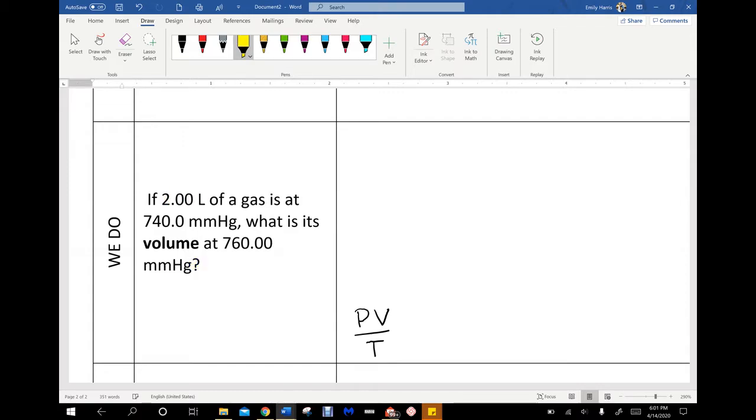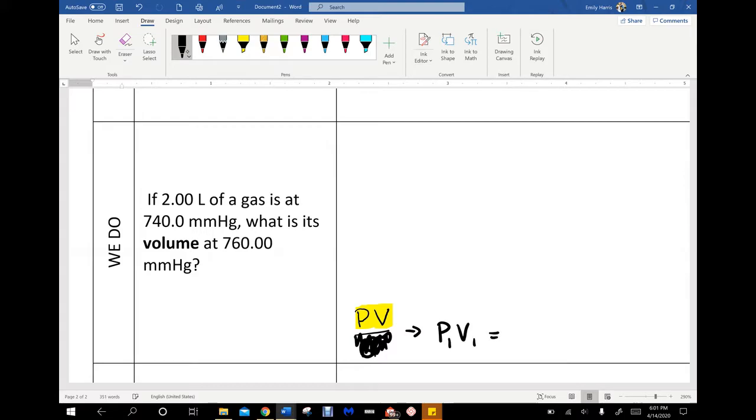Liters, I know, is a volume, so I know I'll be dealing with volume. Then they tell me I have 740 millimeters of mercury. And that is one of our pressure units. And as you work more of these problems, you'll become more familiar with which units correspond to which variable. And so if I'm only dealing with pressure and volume, that must mean that the temperature is being held constant. So it won't be factored in to our solving of the problem. So what that means is this is a Boyle's law problem.